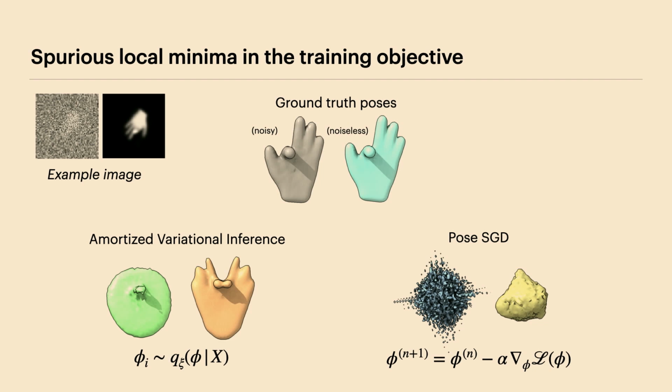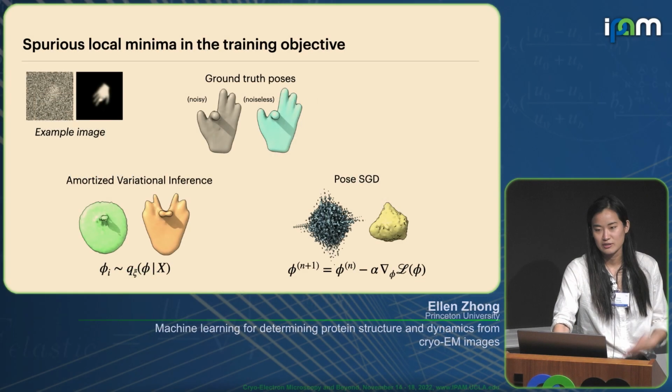In our initial tests, these other paradigms, the variational approach or training another pose encoder model and pose gradient descent, ran into issues with spurious local minima. This is the hand data set that I've been playing around with, and we're simulating cryo-EM. Example noisy and noiseless images are given on the left, and we have these weird local minima with the amortized approach where we have symmetric states, and then pose gradient descent just completely fails.